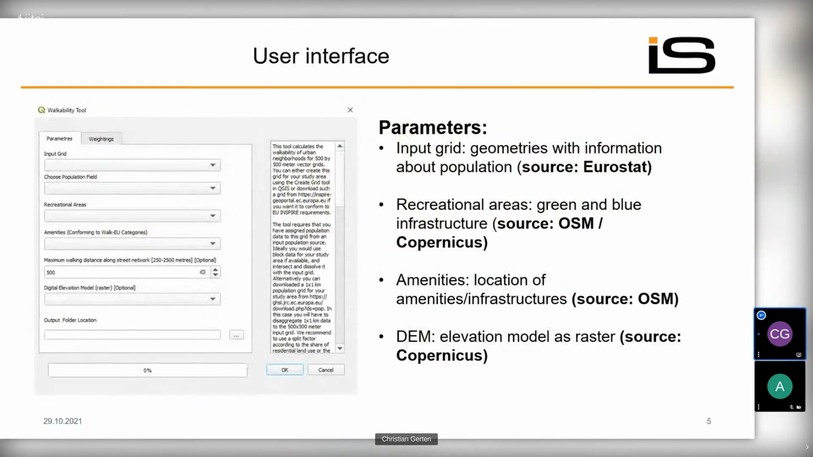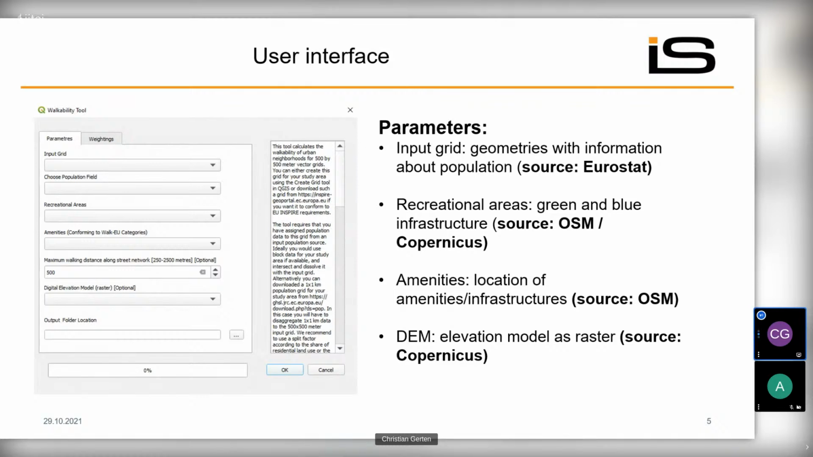This is a screenshot of the GUI, the user interface of the tool. So just to show you some minor stuff. Later we will see it a little bit better in the live demo. On the first tab, we have to set the parameters of the tool, for example, the input grid or input geometry, for which we would like to calculate the walkability.